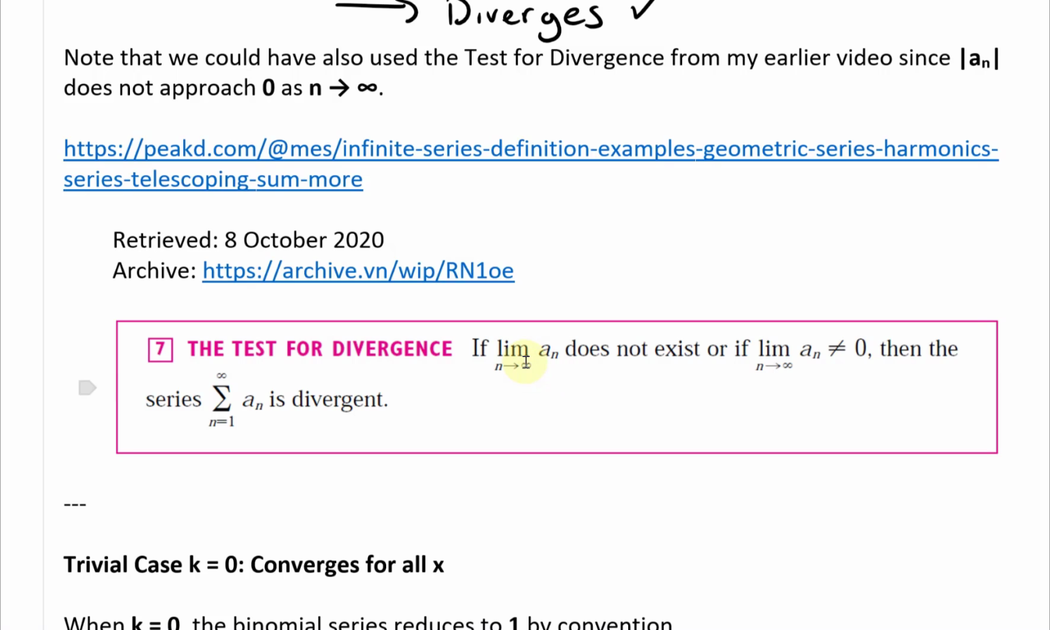If the limit as n approaches infinity of an does not exist, or if the limit is not equal to 0, then the series of an is divergent.